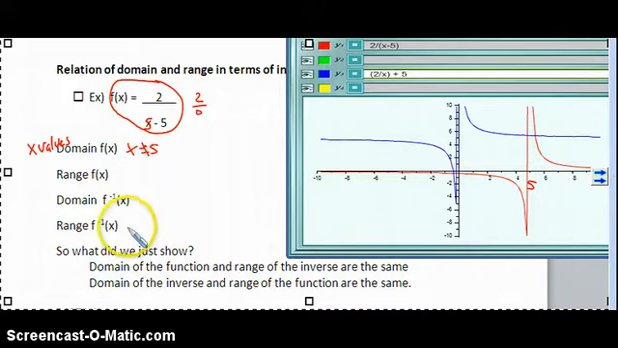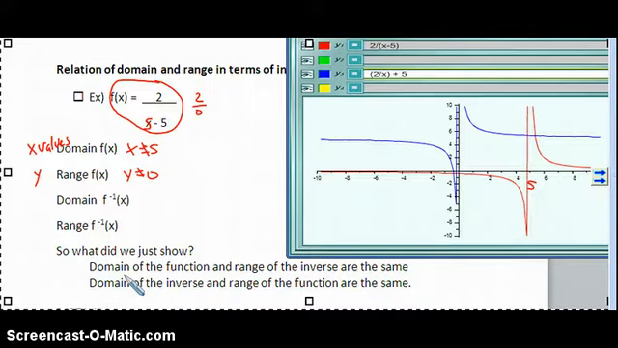The range, notice that the range would be the y values, and the graph is below the x-axis here, and then it comes above the x-axis here. So the only y value that's not working is the y value of 0. So y cannot be equal to 0. All other y values are working here.